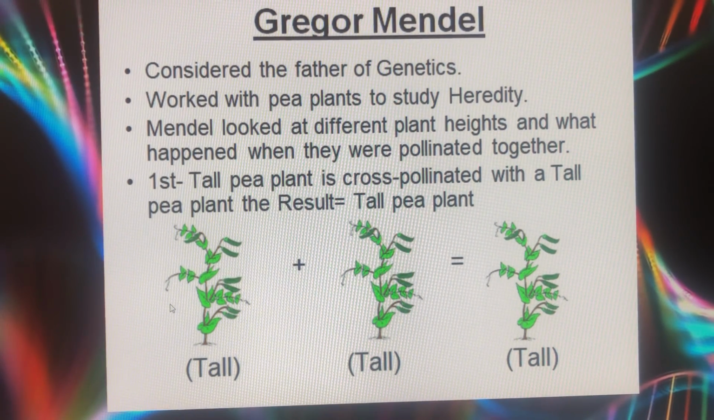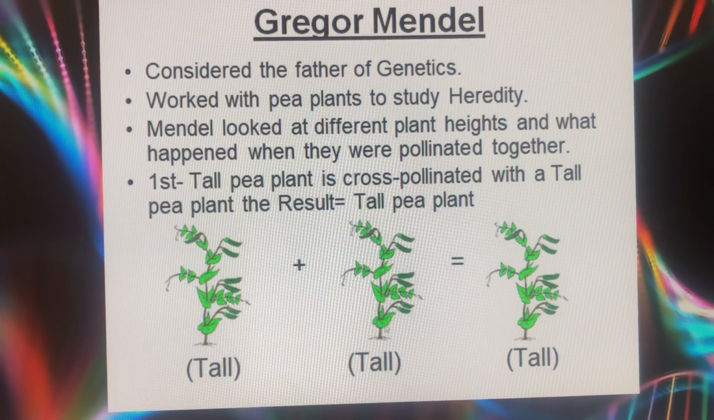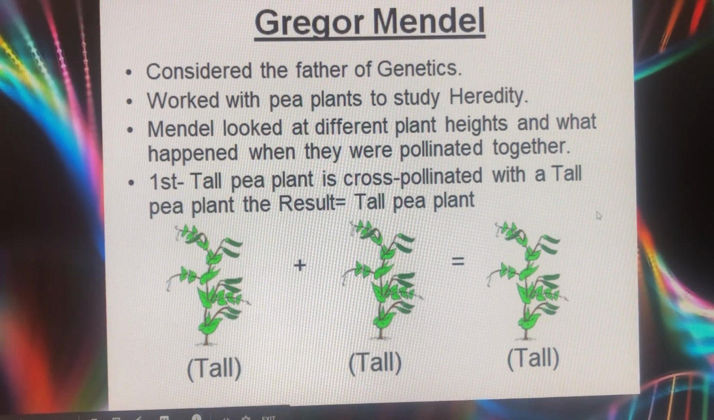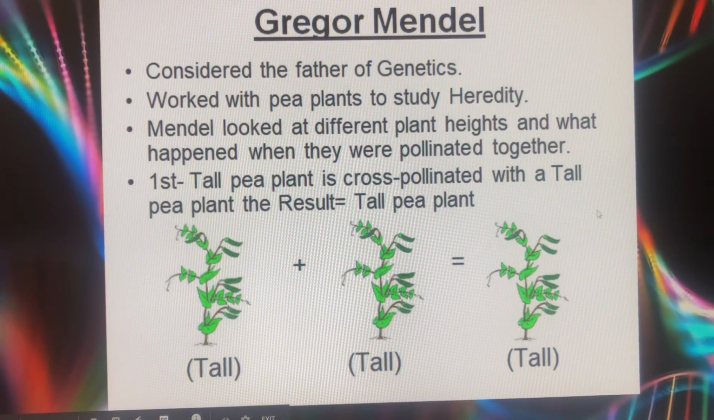So here we have a tall pea plant. He cross-pollinated it with another tall pea plant. And as an offspring, we have another tall pea plant.